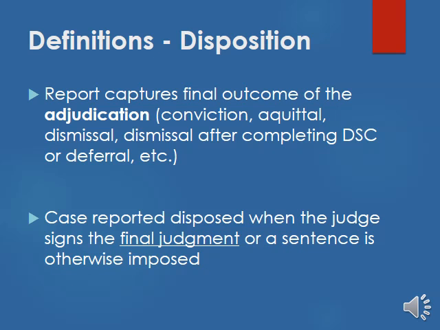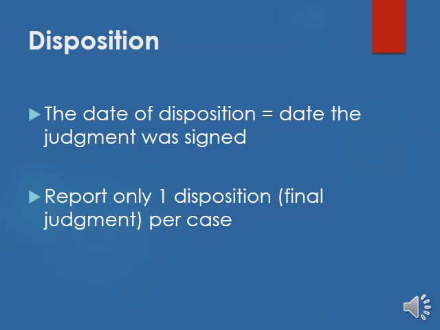The last area of definitions is dispositions. For the purposes of the report, the disposition reports the final outcome of the adjudication. For instance, convictions, acquittals, dismissals, dismissals after completing a driver's safety course, or a deferral. You will report the disposition when the judge signs the final judgment or a sentence is otherwise imposed. The date of the disposition will be the date that the judgment was signed by the judge, with whatever month the judgment was signed in being the month the disposition will show on the report. Also remember that you will report only one disposition, the final judgment, per case.